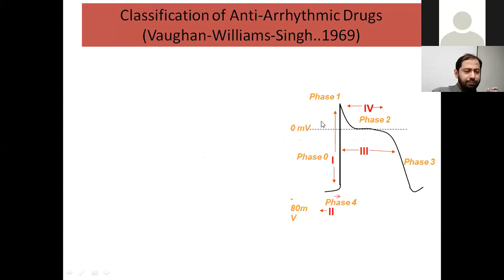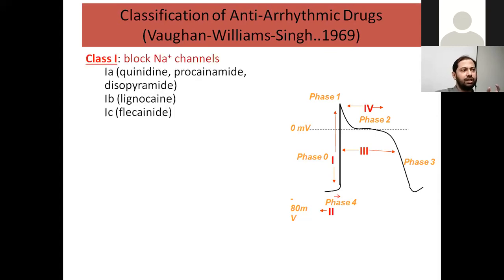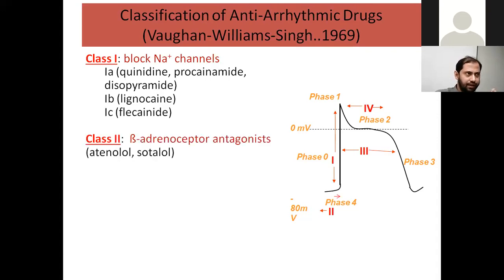So now we'll come to anti-arrhythmic drugs. Regarding anti-arrhythmic drugs, firstly, you should know the classification, that is, how you can classify anti-arrhythmic drugs. There is a classification given by Vaughan Williams in 1969, and through this we can classify the anti-arrhythmic drugs. This classification is based on the mechanism of action of different drugs.